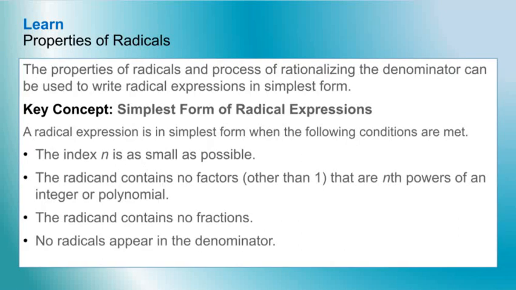Properties of radicals and the process of rationalizing the denominator can be used to write a radical expression in simplest form. A couple of things to keep in mind: these conditions must be followed for it to be in simplest radical form. The index n is as small as possible. The radicand contains no factors other than 1 that are nth powers of an integer or a polynomial. The radicand contains no fractions, and no radicals appear in the denominator. And if one does appear in the denominator, you'll have to rationalize the denominator.